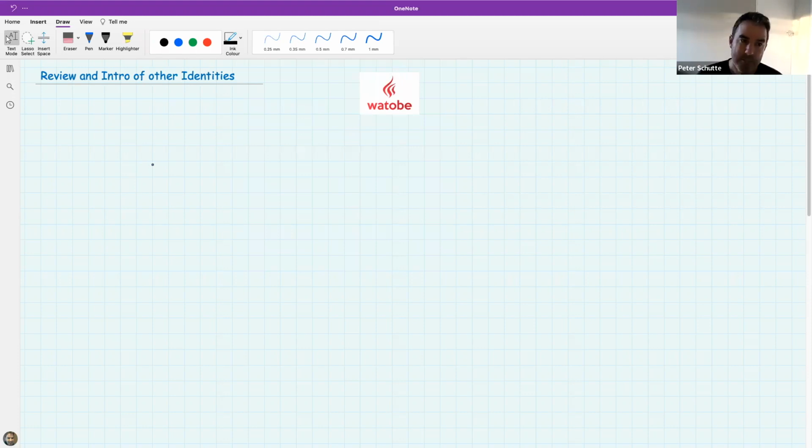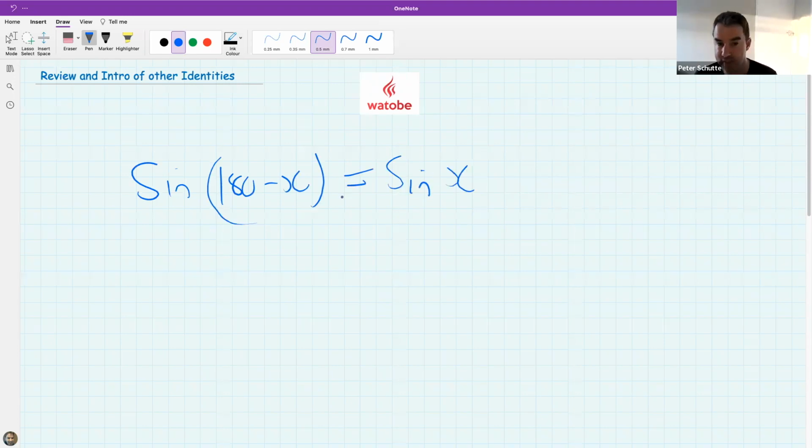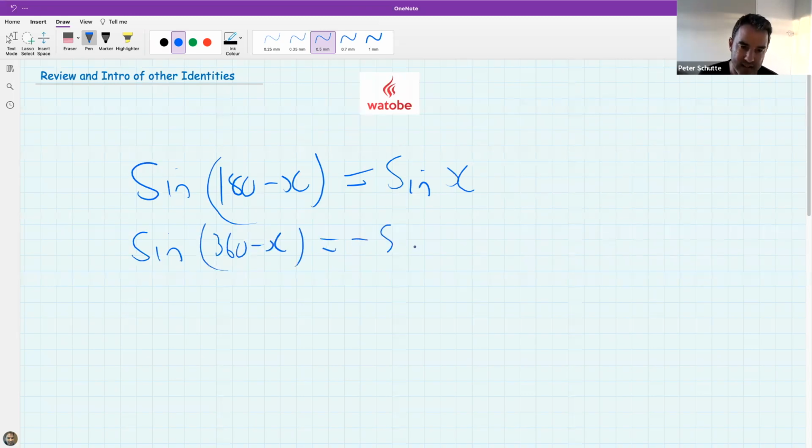The topic is trig identities, but we've actually covered some trig identities already. One of the trig identities we spoke about before is something called the reduction formula. So if I said something like, that would be an identity because the left-hand side is equal to the right-hand side.